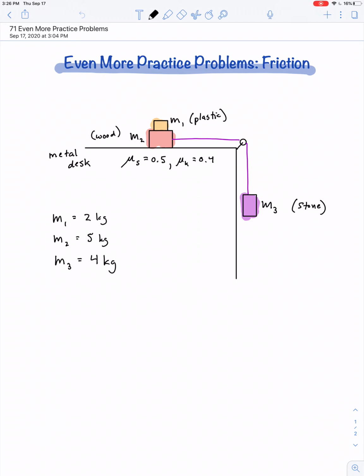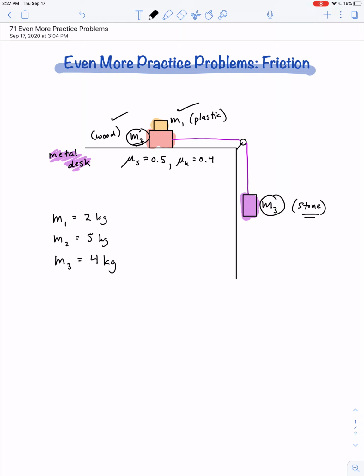Here's yet another example problem to investigate force of friction. So we're shown that there's a metal desk, and on top of that metal desk sits a wood block that we've labeled as mass number 2, and on top of that wood block is a plastic block that we've named M1, and then a string connects from block 2 to block number 3, which is made out of stone, and the whole system's released from rest.